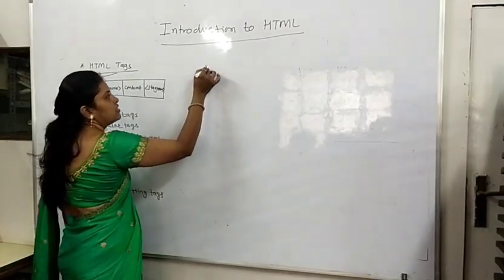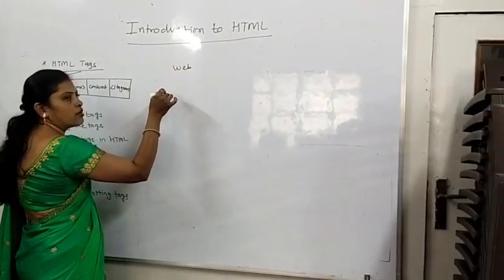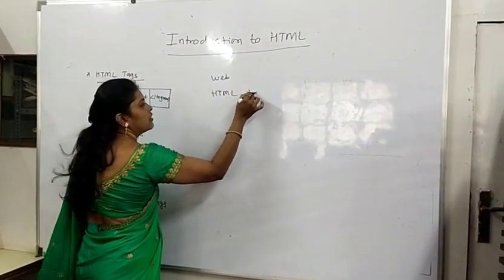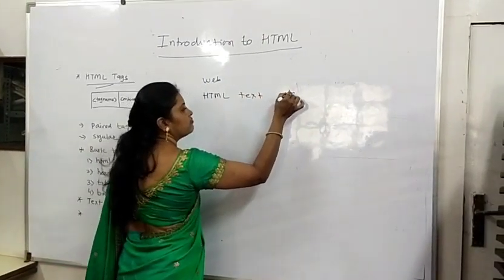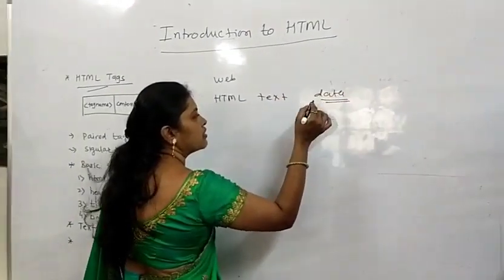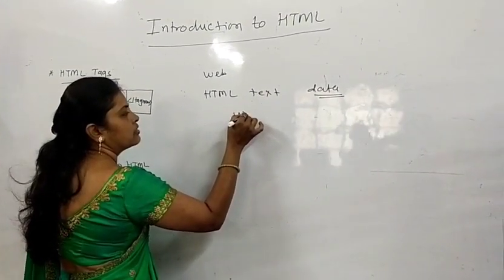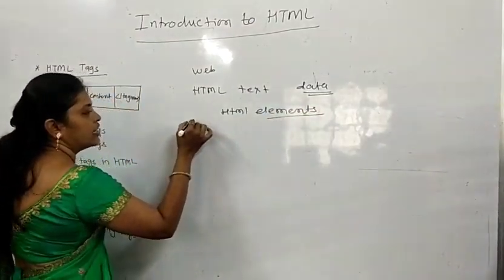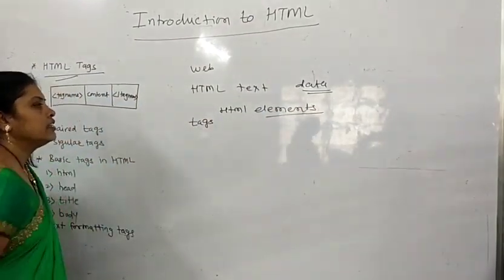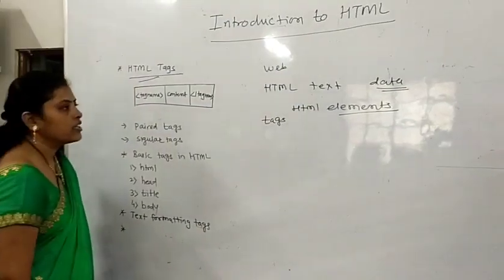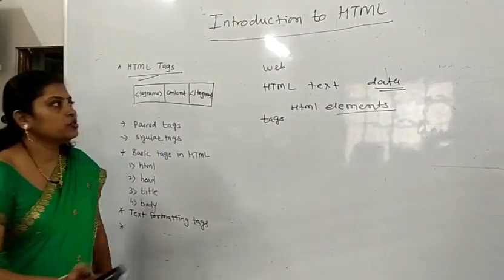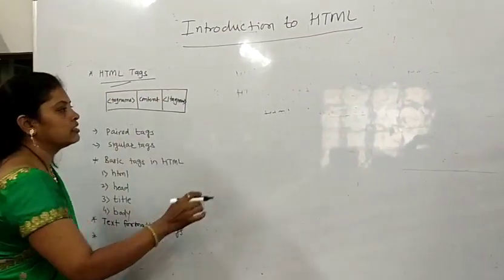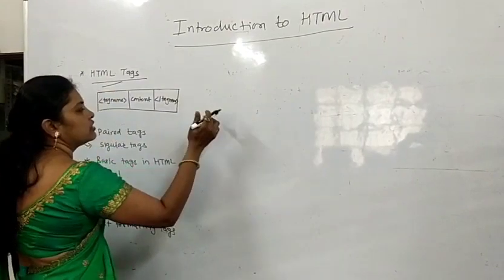We know that a web page is nothing but a collection of data, or an HTML page is nothing but a text file which contains data related to HTML elements. HTML elements are created by using tags, and those tags we have to learn in this chapter. HTML tags are nothing but the commands used in HTML, and the structure of these tags we have to discuss in this lecture.